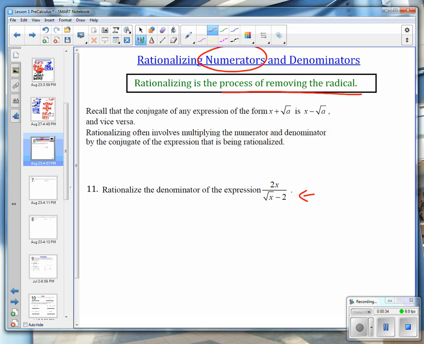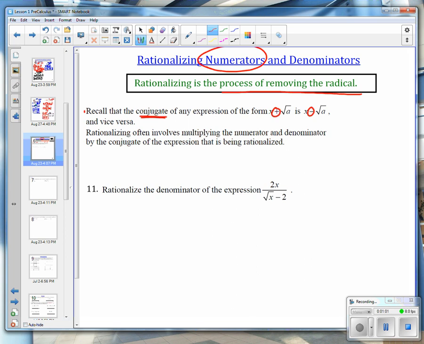So first let's do a little bit of a recall. Recall that the conjugate is that little magic thing that helps us get rid of that radical. The conjugate of any expression of the form x plus root a is x minus root a. So you'll notice all we're doing is changing the signs, and vice versa. Rationalizing also often involves multiplying the numerator and denominator by the conjugate of the expression that's being rationalized.